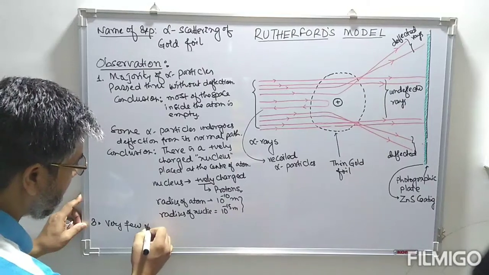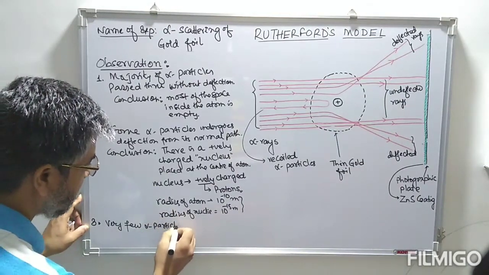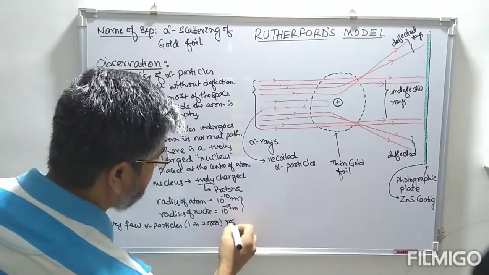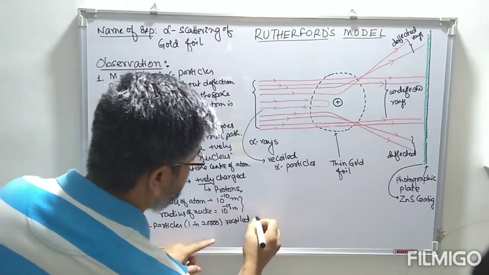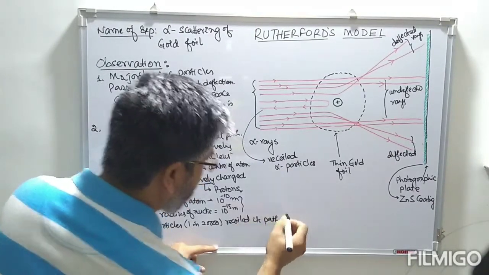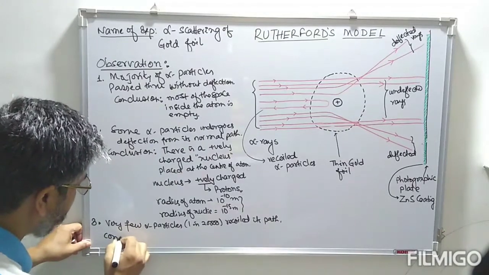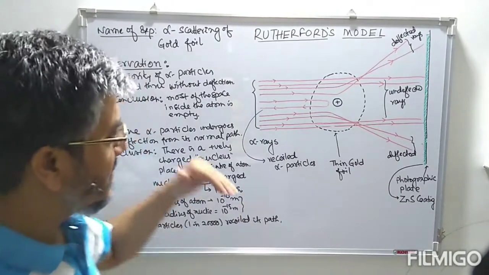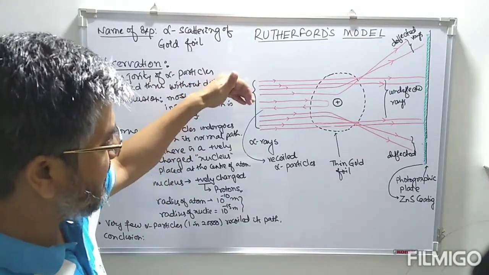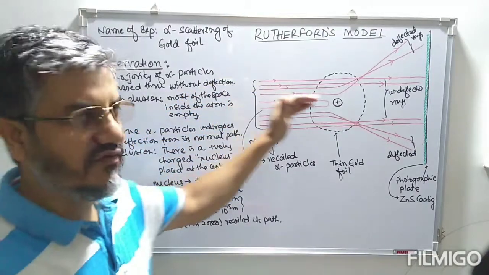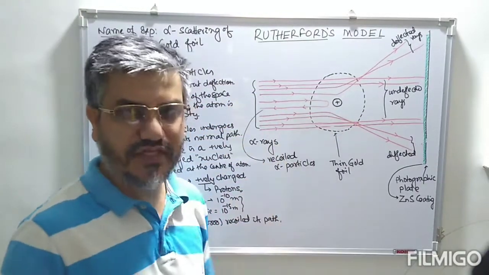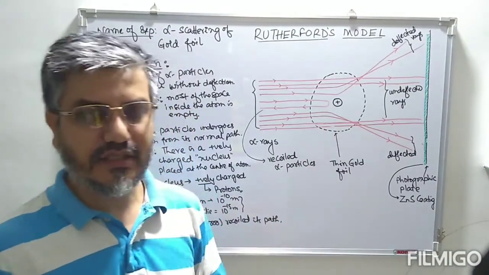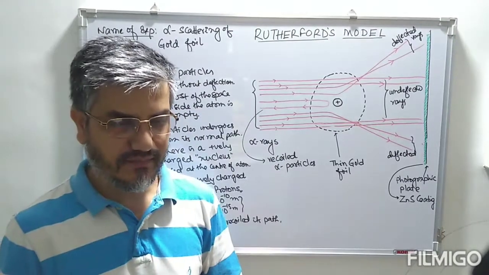Very few alpha particles, 1 in 20,000, recoil their path. So what is the conclusion drawn from this? Since a very small number of alpha particles undergo recoiling of their path, that means the centrally placed nucleus is highly rigid.